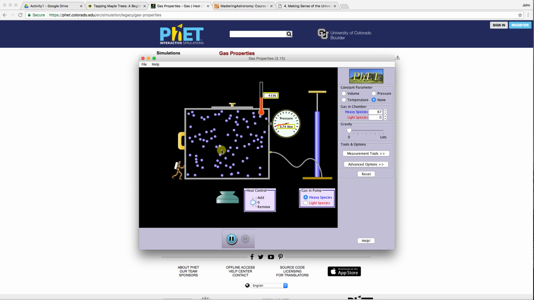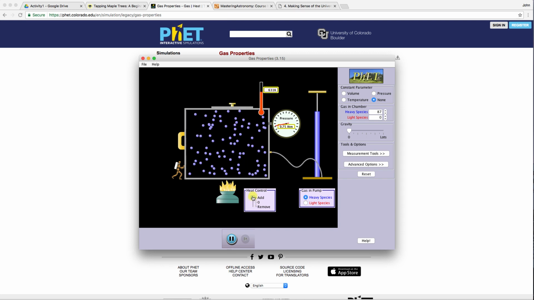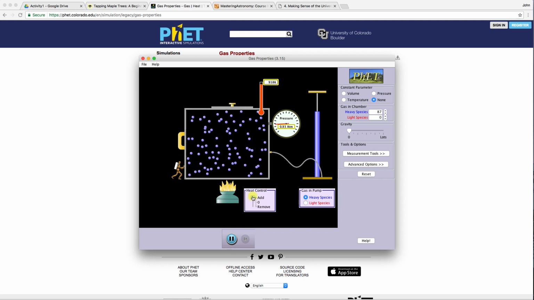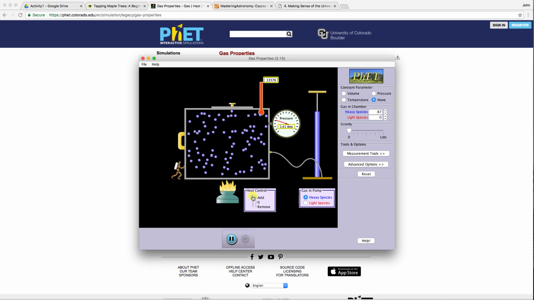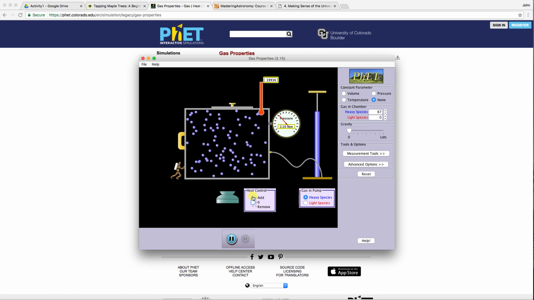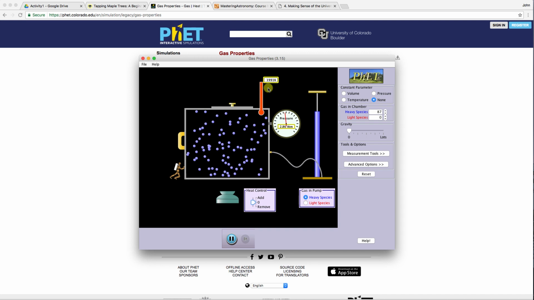So keep an eye on these guys moving around, and let's heat it up some more. Here comes some more heat. Can you see how much faster they're now moving? Things are zipping around really fast, really fast, as I'm increasing the temperature up there, up to almost 2000 Kelvin. The temperature is going really high.